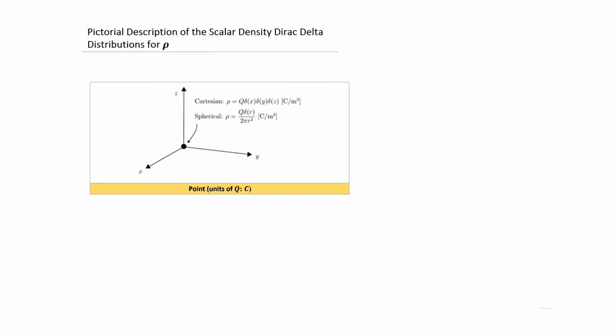All right, so here is just a pictorial description of various scalar density, Dirac delta distributions for rho. So this is a point source, and so I could write this basically in Cartesian coordinates. It's just delta x, delta y, delta z. Units would be coulombs per cubic meter. I could also write it in spherical coordinates, in which case it would be written in this form, where this r now is just the radius.